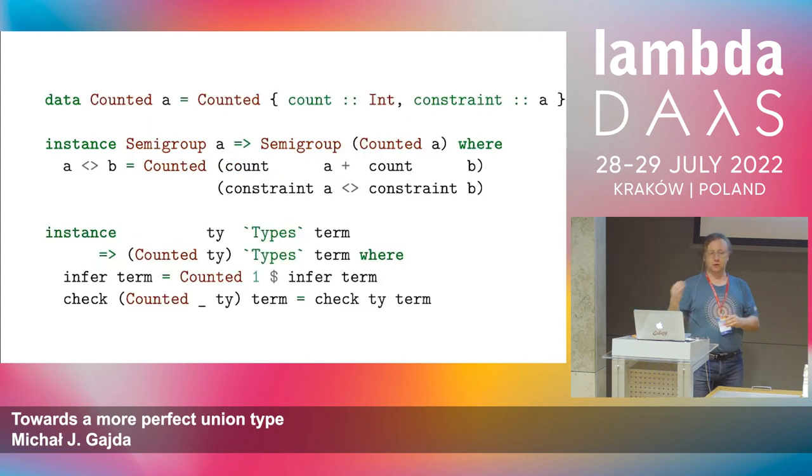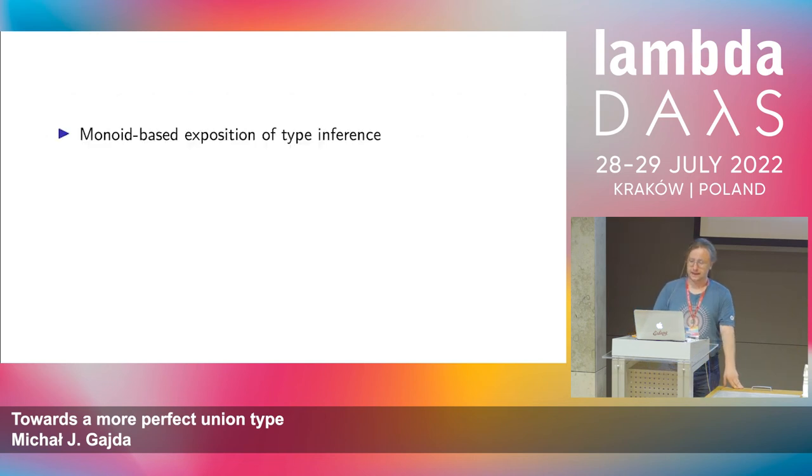Now we can do even more if we want to compare how strong the evidence is. We can, for example, count the number of examples that we used for each type. And this is an example of quantitative or non-independent union type. So to summarize, we have monoid-based exposition of union type inference, and we can also use it in future for intersection types or for Hindley-Milner.